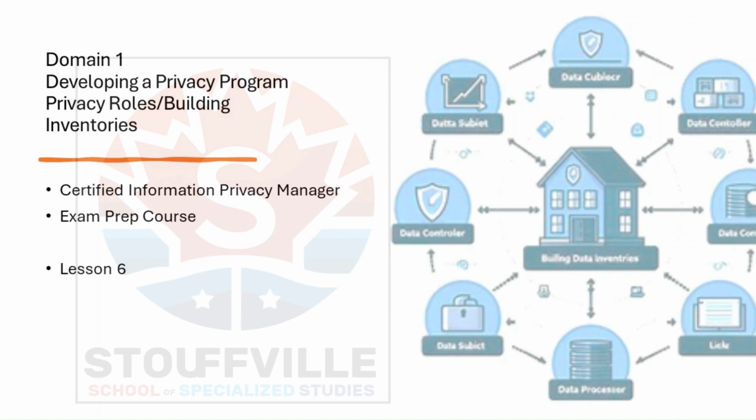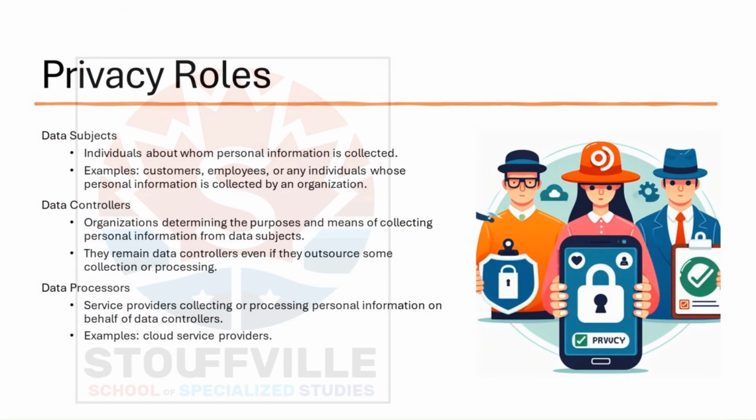In this lesson, we will look into privacy roles and building inventories. There are three main roles: data subjects, data controllers, and data processors. Data subjects: individuals about whom personal information is collected. Examples: customers, employees, or any individuals whose personal information is collected by an organization.